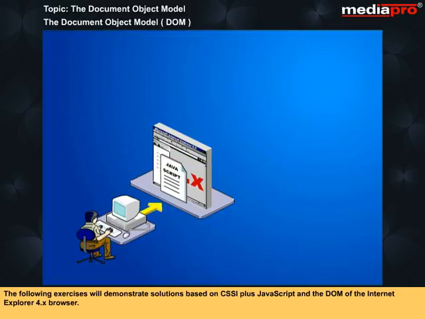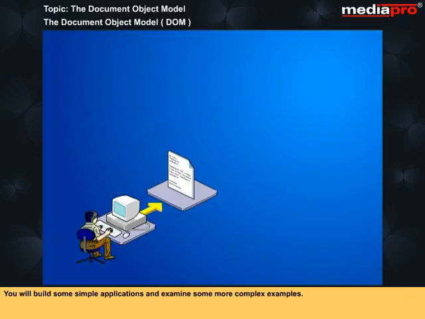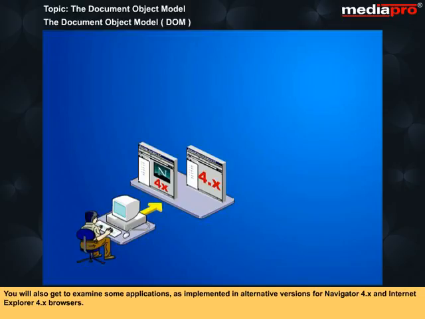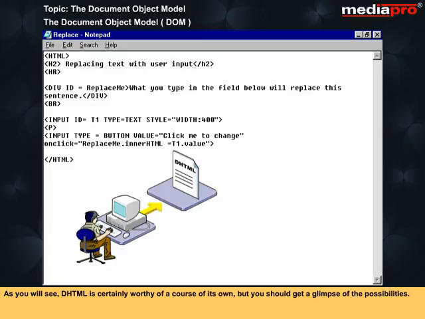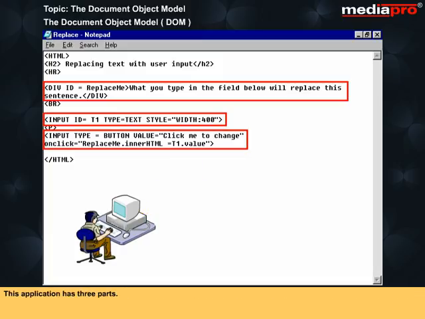The following exercises will demonstrate solutions based on CSS plus JavaScript and the DOM of the Internet Explorer 4.x browser. You will build some simple applications and examine some more complex examples. You will also get to examine some applications as implemented in alternative versions of Navigator 4.x and Internet Explorer 4.x browsers. As you will see, DHTML is certainly worthy of a course of its own, but you should get a glimpse of the possibilities. This application has three parts.